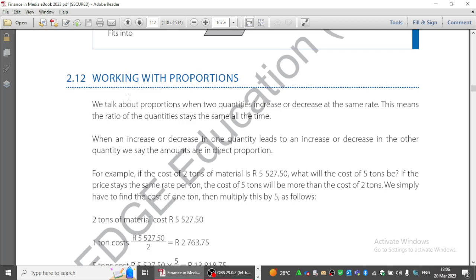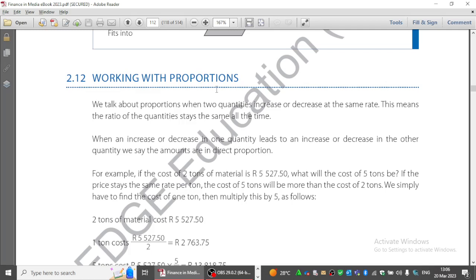So now we'll be working with proportion. We have already covered ratios and fractions. Ratios and fractions express everything as a portion, but this time we'll be working with proportion to split or show the relationship between an increase and decrease within one asset.